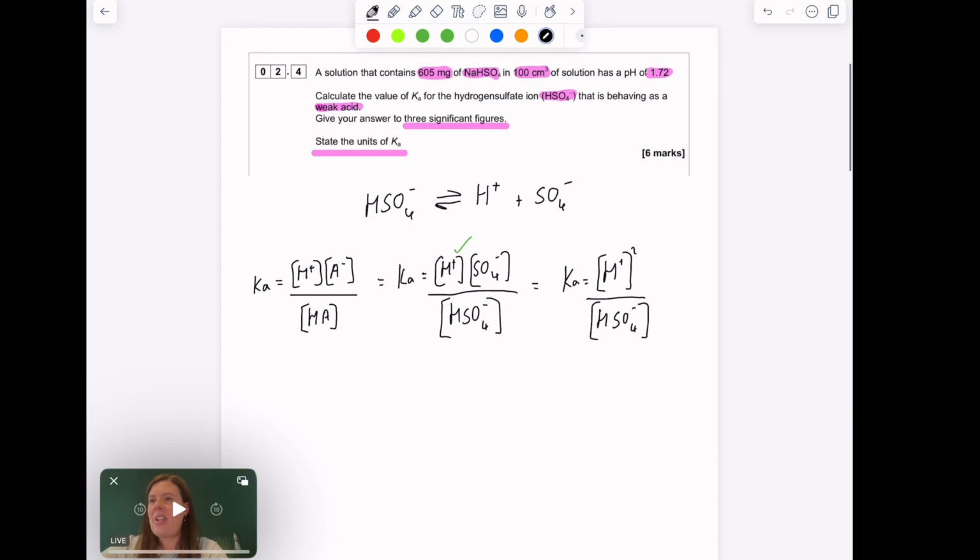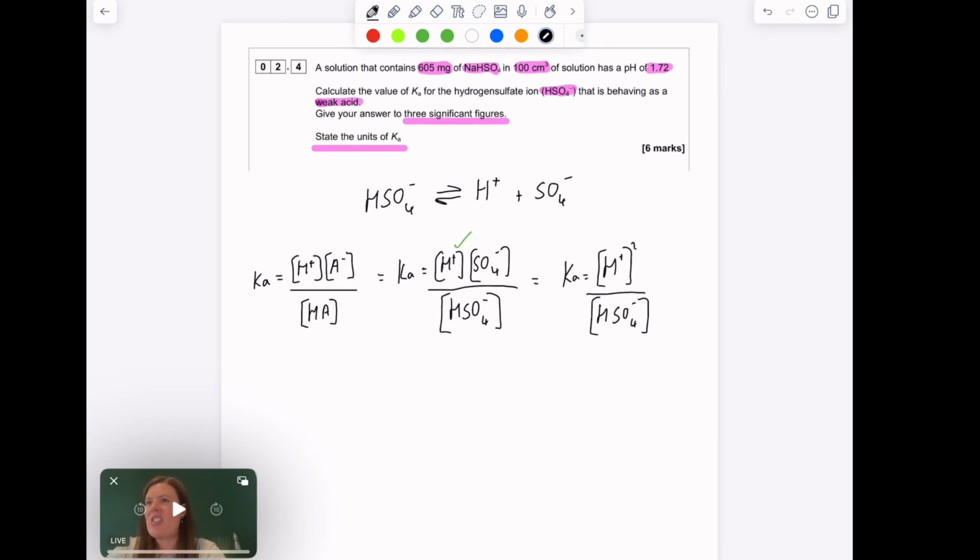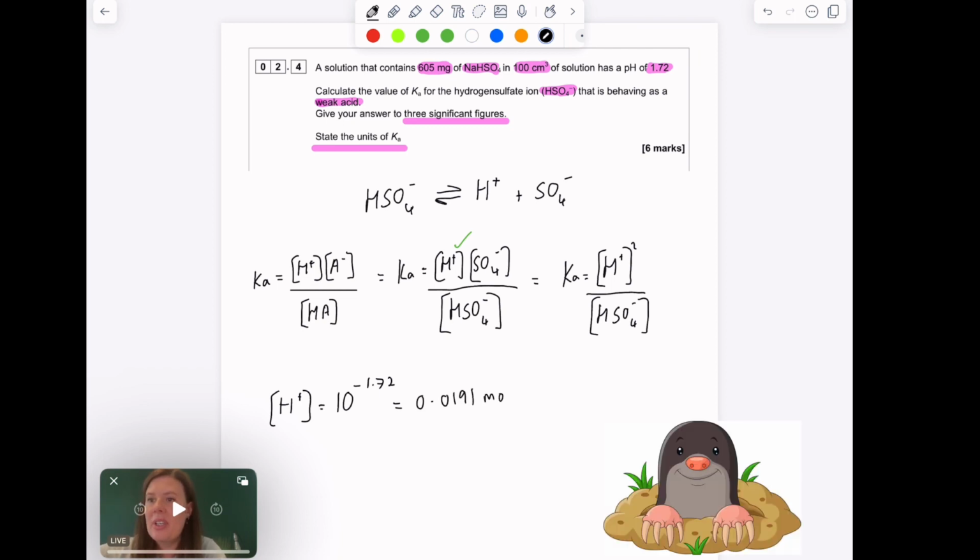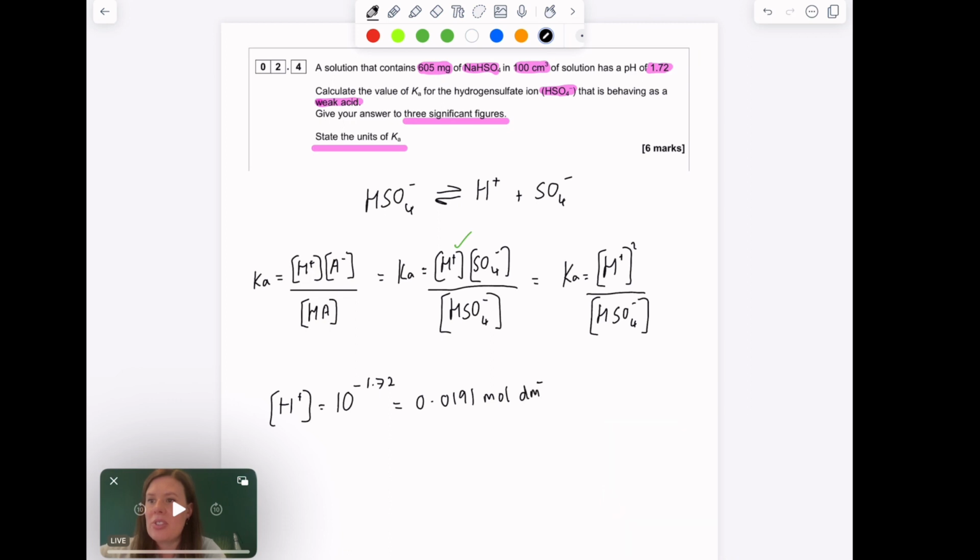Okay, now the easy bit is to use that pH to work out the hydrogen ion concentration. So in order to do that, the hydrogen ion concentration is going to be equal to 10 to the minus 1.72. Remember, hydrogen ion concentration is 10 to the minus pH, and our pH there was 1.72. And if you plug that into your calculator, you should get a value of 0.0191 moles per dm cubed, because it's a concentration.